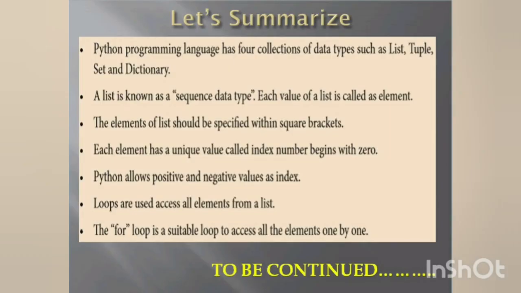Python programming language has 4 collections of data types such as list, tuple, set and dictionary. A list is known as a sequence data type. Each value of a list is called an element. The elements of a list should be specified within square brackets. Each element has a unique value called index number, beginning with 0. Python allows positive and negative values as index. Loops are used to access all elements from a list. The for loop is a suitable loop to access all the elements one by one.